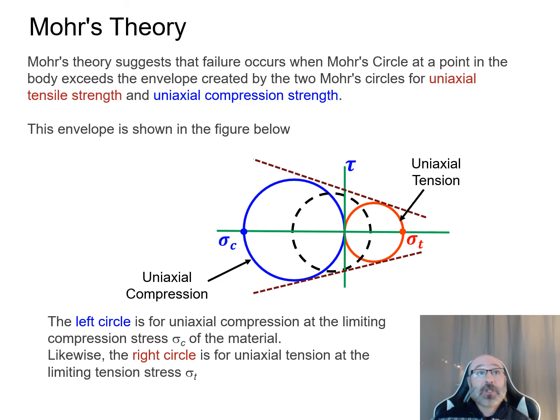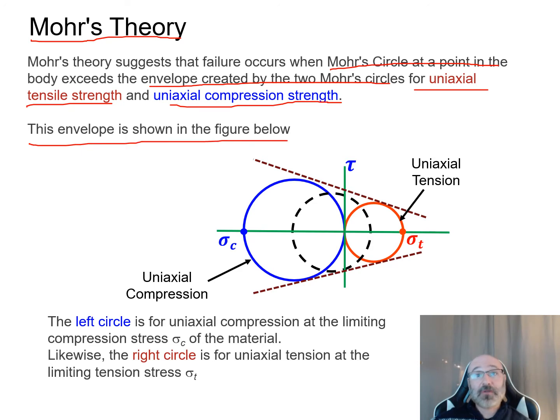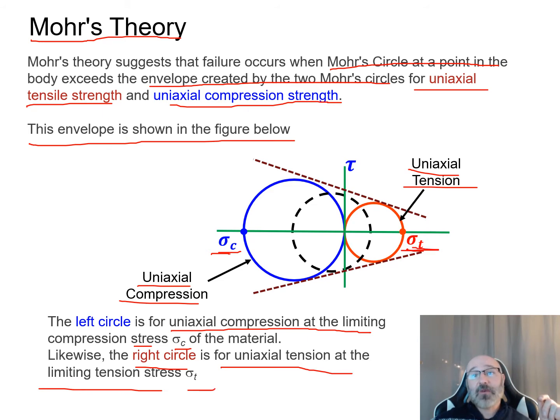So let's take a look now at Mohr's theory and go into a little bit of detail and review of that. Mohr's theory suggests that failure occurs when Mohr's circle at a point in the body exceeds the envelope created by the two Mohr circles for our uniaxial tensile strength, here in red, and our uniaxial compression strength, here in blue. So in the graph below, we can see the envelope shown in this figure. Over here, we have our uniaxial tensile strength, sigma sub t, with this red circle, uniaxial tension. Then over here we have uniaxial compression with our blue circle, our sigma sub c. So this left blue circle is for the uniaxial compression at the limiting compression stress, our sigma c, of that material. Likewise, the right circle in red is for uniaxial tension at the limiting tension stress, our sigma sub t.